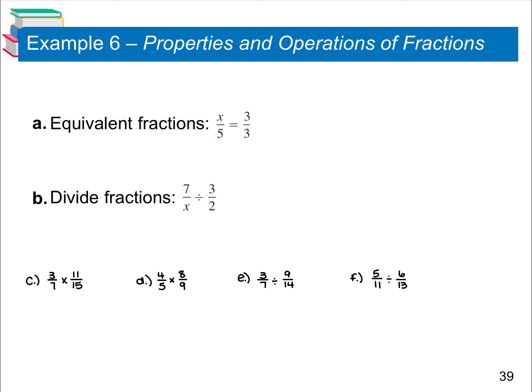All right, so in your next example, we're asked to find equivalent fractions, divide fractions, and then simplify those expressions on the bottom. For your example A, we're finding the equivalent fraction of x over 5 is equal to 3 over 3. If you're finding equivalent fractions, these two have to be equal to one another. 3 over 3 is also equal to what? 1. So this is telling you something over 5 is also going to be equal to 1. Any number over itself is equal to 1, so x is equal to 5.